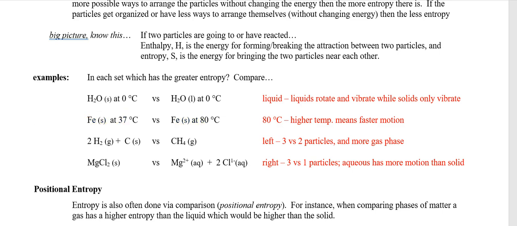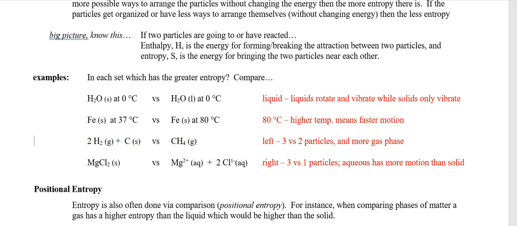In the next line I'm trying to introduce you to chemical reactions a little bit. We got hydrogen gas and carbon solid on the left, methane gas on the right. Well, you got three particles on the left, one particle on the right. Three particles is going to be more screwed up than one. Plus you have more gas phase particles on the left than on the right. So the left is definitely going to be more chaotic, have more entropy than the right.